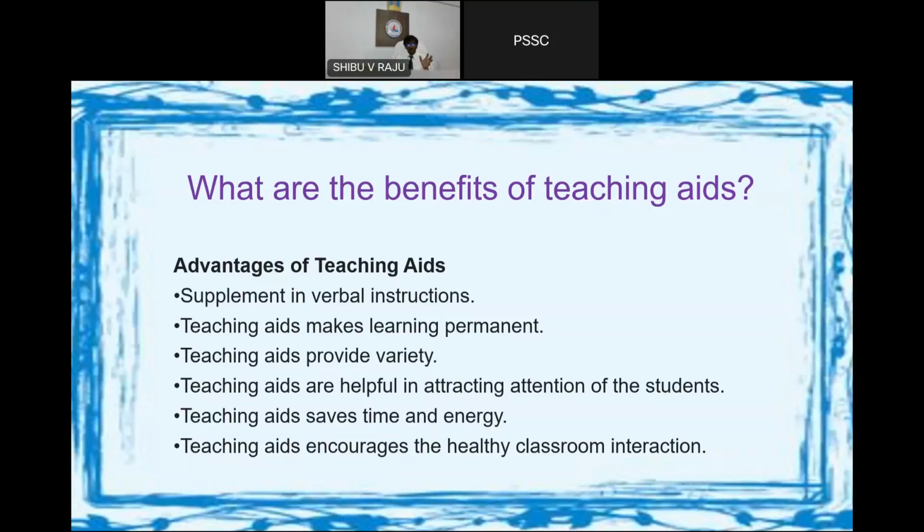Now, suppose we are showing something. For example, a story can be a teaching aid. A paper cutting can be a teaching aid. Drawing something on the board can be a teaching aid. So when I am targeting to present something through pictures, something through visual aids, it easily goes to the children's mind.